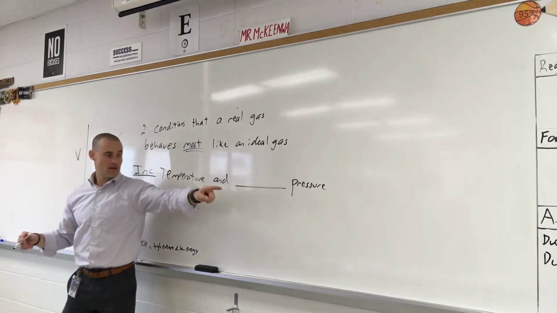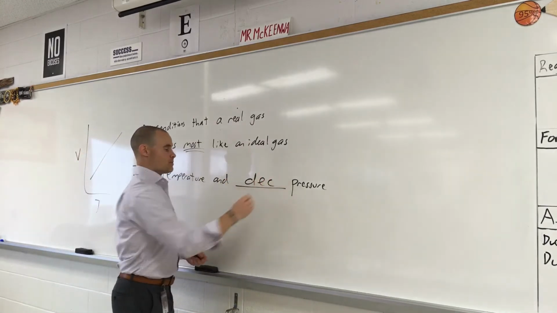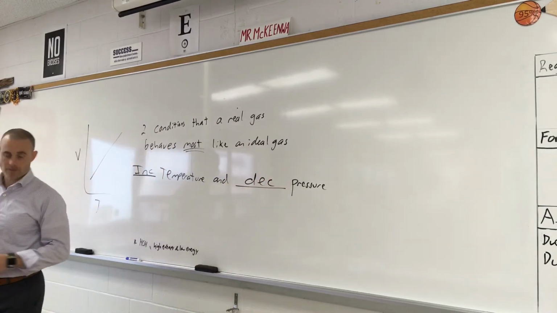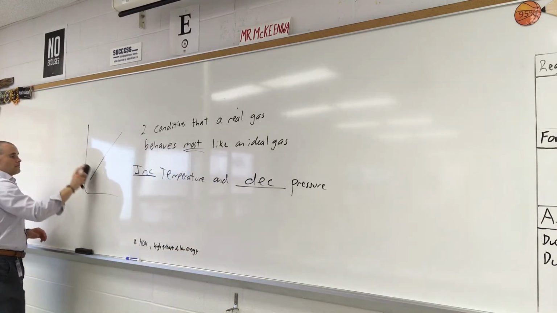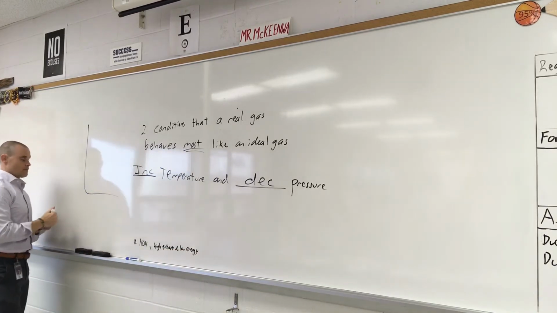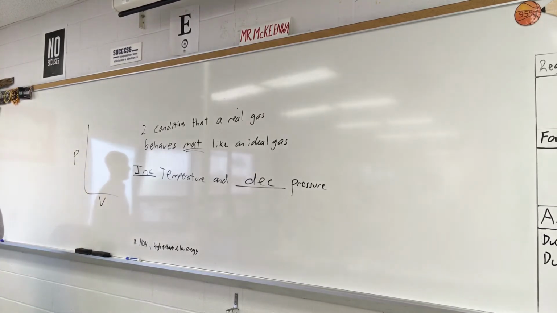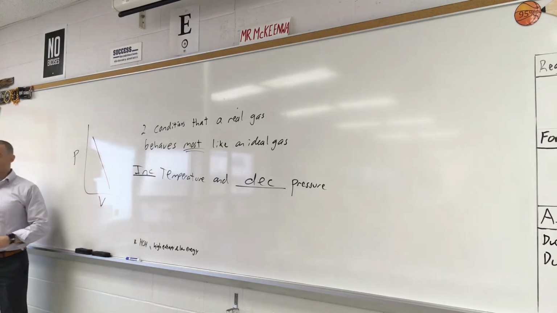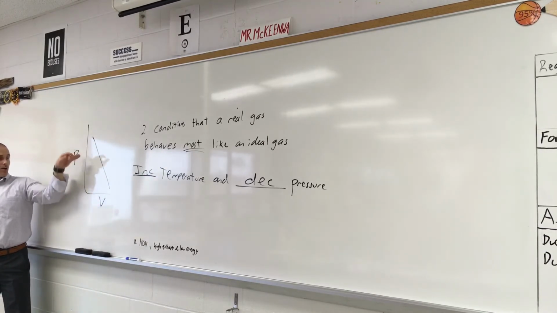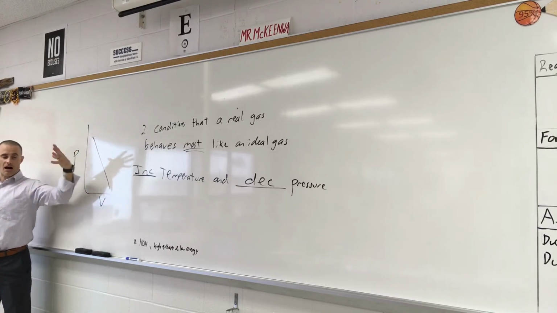So now, Quinn, tell me, what's this one? Decrease. You want to decrease pressure. Explain. The more pressure, the more the particles are colliding. If we increase the pressure on a gas, what happens to the volume? It decreases. It's inverse. We want to do the opposite. We want to decrease the pressure so we have a high volume.